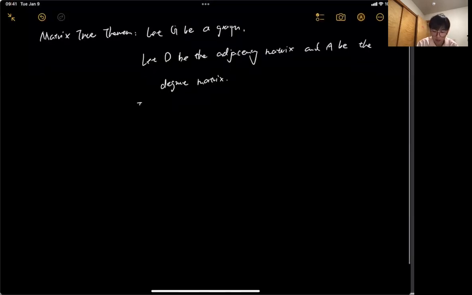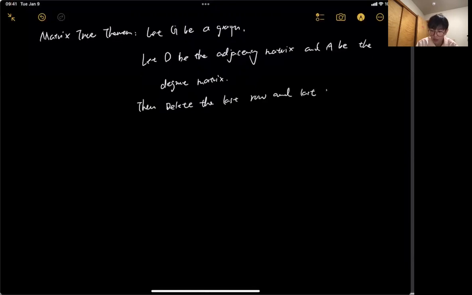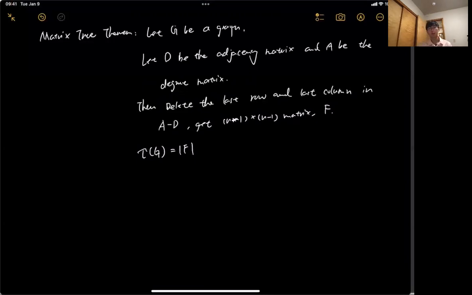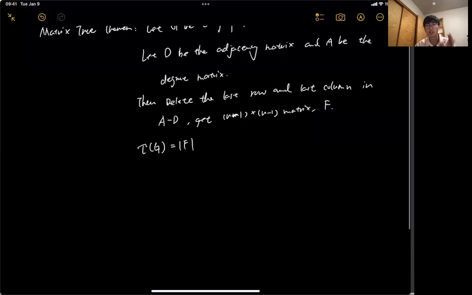Then delete the last row and last column in A minus D, to get an n minus 1 by n minus 1 matrix, say F. Now the number of spanning trees in this graph, denoted tau of G, equals the determinant of this special matrix F. This is a very powerful theorem in graph theory for counting spanning trees.